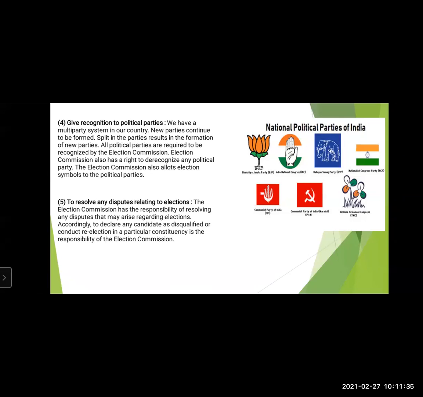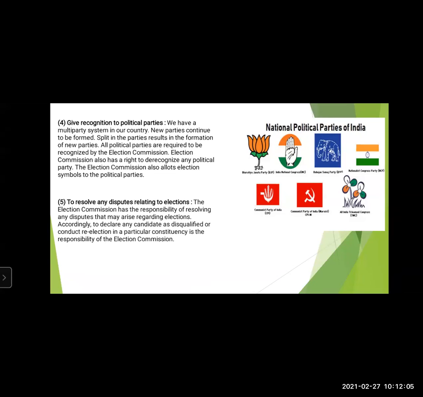The Election Commission also allots election symbols to the political parties. As you can see, you might be aware of the symbols of the Indian National Congress, the Bharatiya Janata Party, the Bahujan Samaj Party, and the NCP, the Nationalist Congress Party. These are the symbols given by the Election Commission to different political parties.